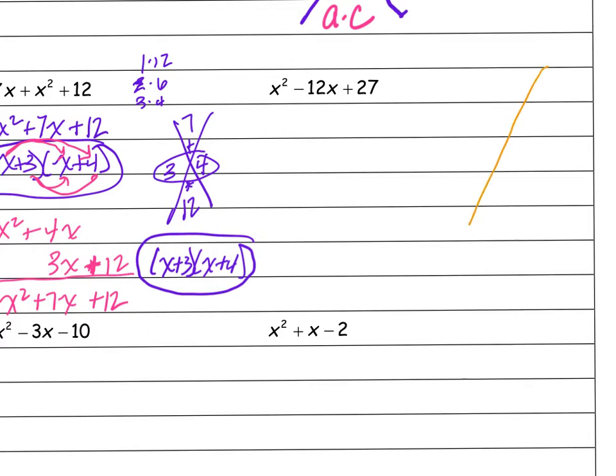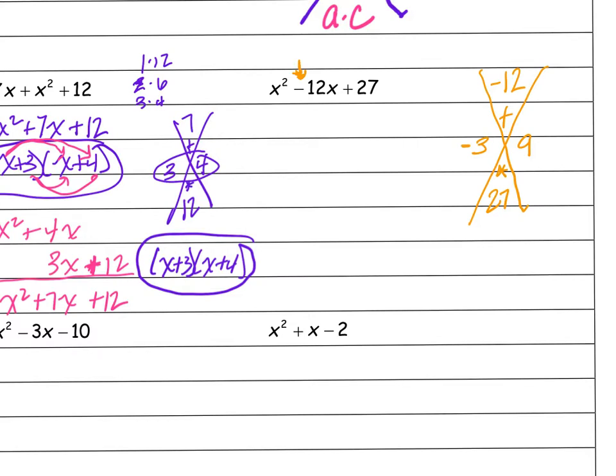So here's my graphic organizer. I need two numbers that multiply to be 27 and add to be negative 12. So I have to make sure I put my negatives in there. Since this is a negative number, I want two numbers that add to be negative 12. So tell me what multiplies to be 27. Well, it's 3 and 9. Well, 3 plus 9 does add to be 12, but not negative 12.